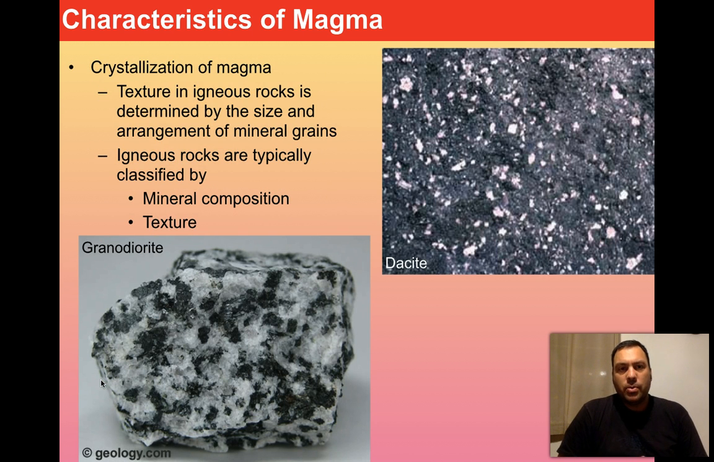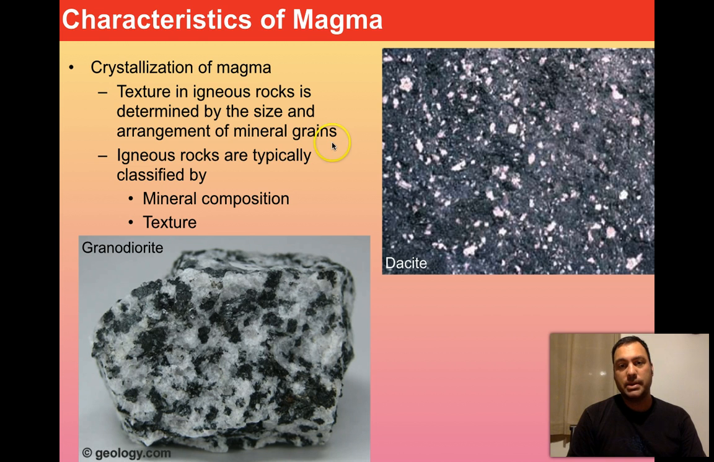Okay, so some other important characteristics we need to understand is how magmas crystallize. What determines how big the crystals get and what they're made out of. So it turns out the way we classify magmas and igneous rocks is based upon these schemes. The texture in igneous rocks is determined by the size and arrangement of mineral grains.